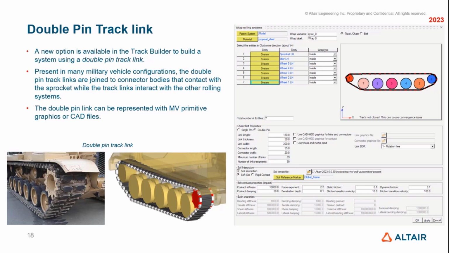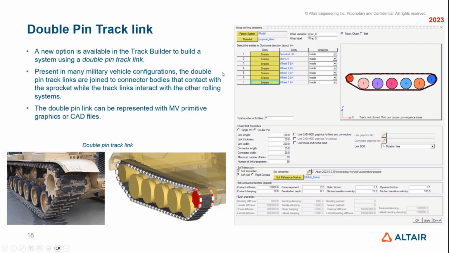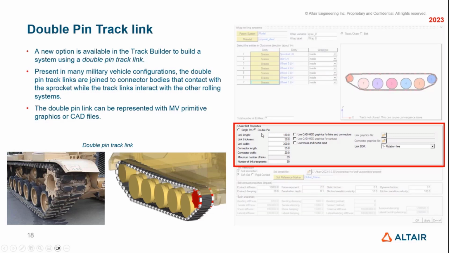Now, in the track builder panel, here is how you build the track model. So here you select the rolling system components. And in here, there is the option to select which type of track to define in the model. And then we have included here the double pin. Here are the characteristics and parameters of the double pin.